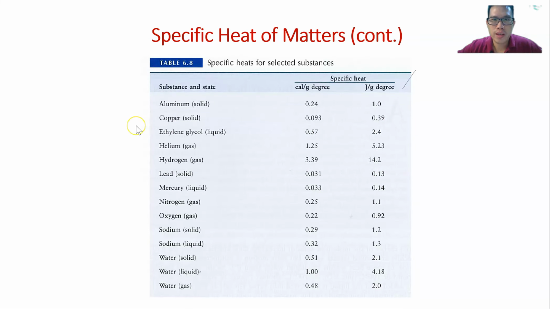It's very fortunate that the specific heat for water is quite high. Water as a liquid is 1 calorie per gram, so it's very high. So water absorbs a lot of heat per gram. If you compare to some others, like alcohol, it is very, very low. That's why we human bodies use water to cool down our body, because the specific heat is very, very high.